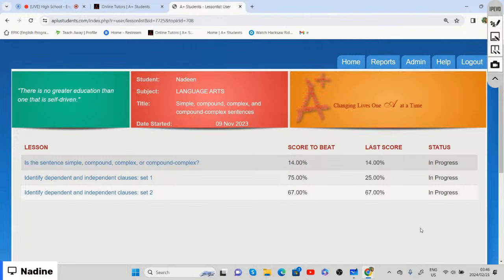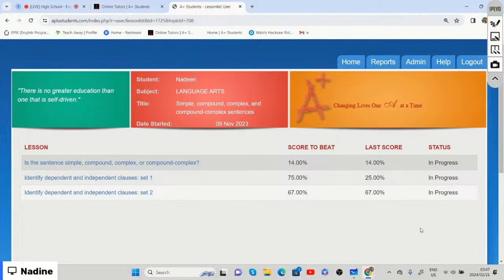All right, so this is the end of our lesson on simple, compound, complex, and compound complex sentences. We said a simple sentence has an independent clause, basically. An independent clause can stand on its own, right? It expresses a complete thought and it has a subject as well as a predicate. Then we have a compound sentence that is made up of two independent clauses joined by a coordinating conjunction, which is and, but, or, so. Then we have a complex sentence, which is made up of a dependent clause as well as an independent clause.